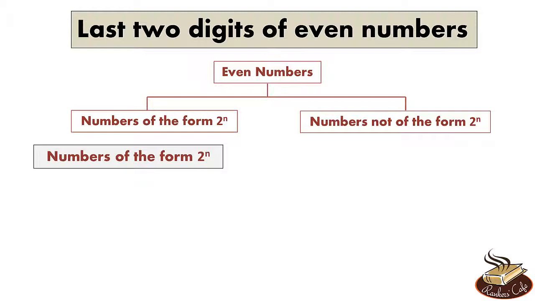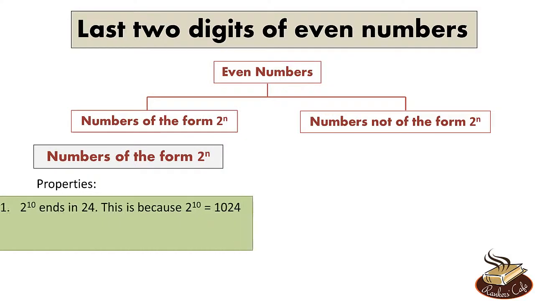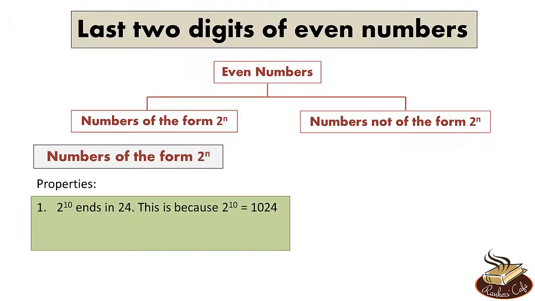Now, for such numbers, we only need to remember the following three properties. The first property is 2 raised to the power of 10 always ends in 24. This is pretty obvious, right? 2 raised to the power of 10 is 1024, which has the last two digits as 24.